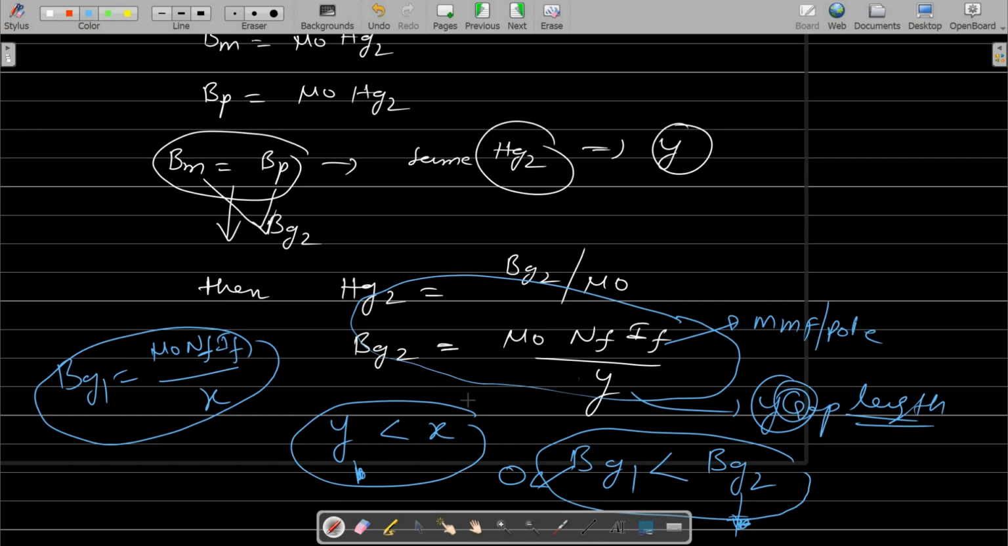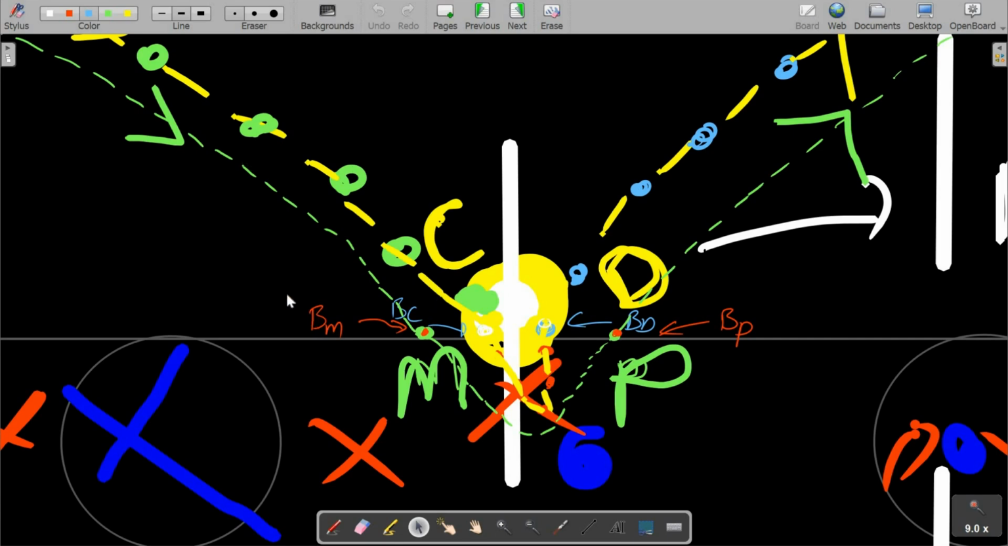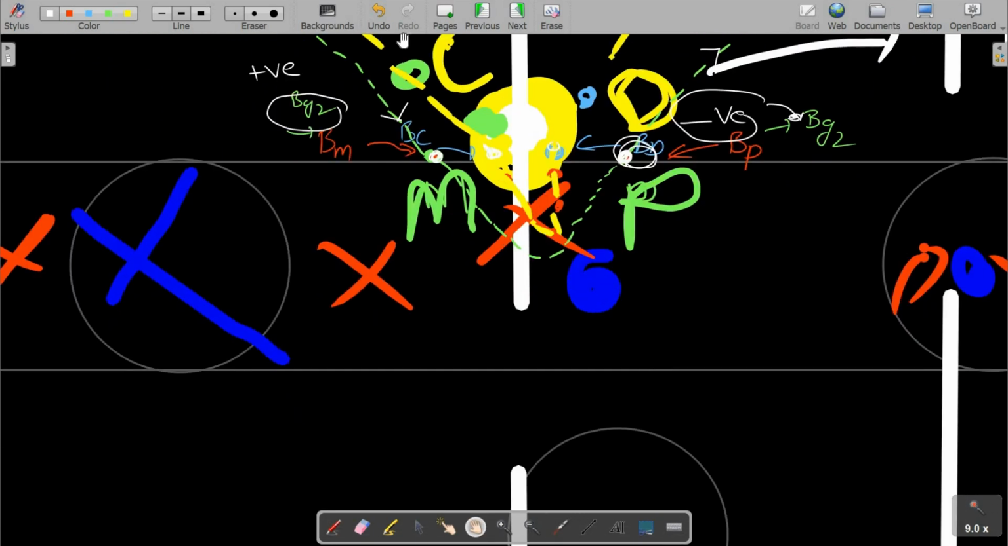And now I will represent this Bg2 on that previous graph. This Bm is nothing but we have represented as Bg2, and this Bp is also represented as Bg2. That is the value of the flux density at m, and also the value of the flux density at p. Here you can see that at m, the flux line is entering into the m, so I can say this Bg2 as a positive value. And here, the flux line is going out from this m, so this Bg2 should be negative. This is just a sign convention. I will represent the same thing on the graph.